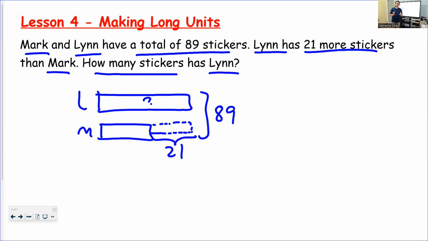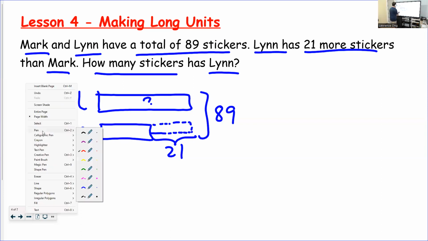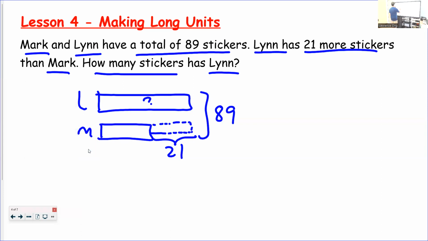So now I have two longer boxes. All right, I have two boxes of the same length. So what do I call these two boxes of the same length? I call them units. Okay, units. So this is a unit, right? And this is also another 1 unit. So what have you done? You stretch it to make it longer.